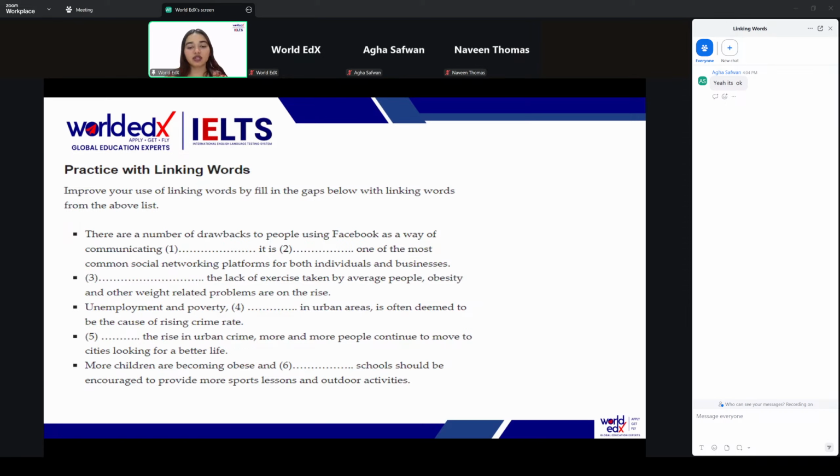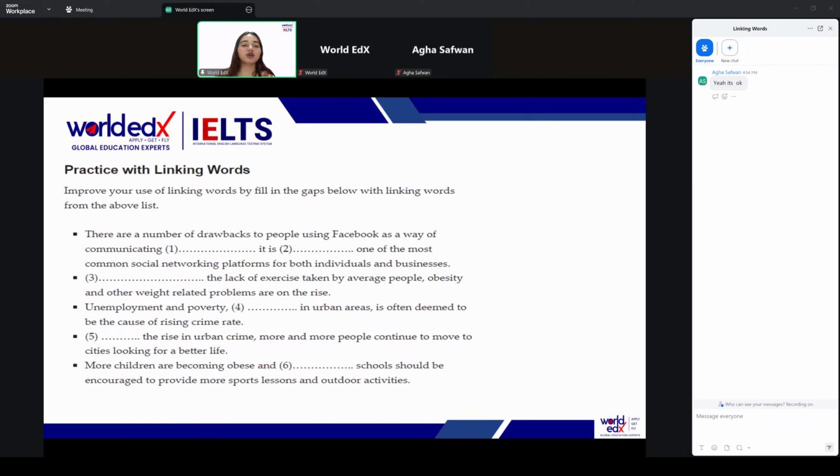If you have understood everything, this is a question and I want you to write what connectors can be used here. There are a number of drawbacks to people using Facebook as a way of communicating. Dash, it is dash, one of the most common social networking platforms for both individuals and businesses. I'm going to give you some time. If you want, you can write it in the chat box and see if you're using the connectors well or not.